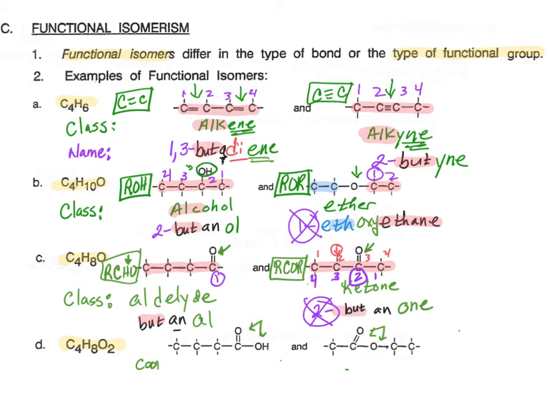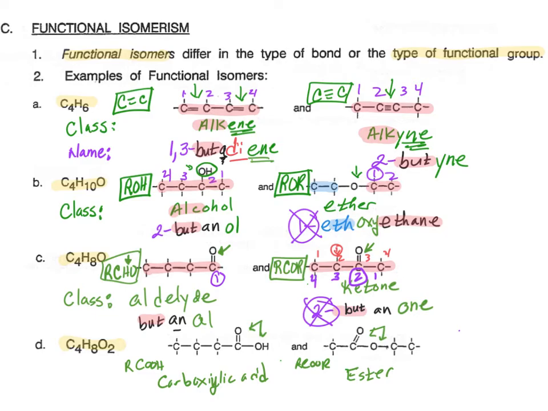When we have a C double bond O OH, that is which class of compound? Hopefully you got carboxylic acid. And when we have a C double bond O O with an R group on that oxygen, now you have which class of compound? And hopefully you got ester there. So let's go ahead and practice their naming.